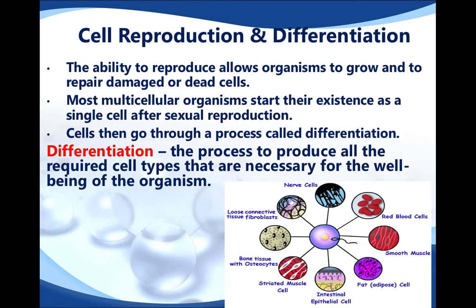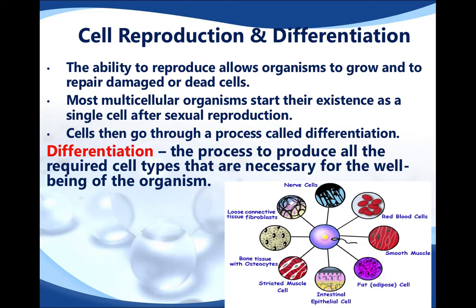Today we will be looking at IB biology topic 1.1, focusing on cell reproduction and differentiation. To get things going, I always believe it's important to start off with a definition and understanding what the definition is and what it means. With differentiation, we're talking about the process to produce all the required cell types that are necessary for the well-being of the organism.